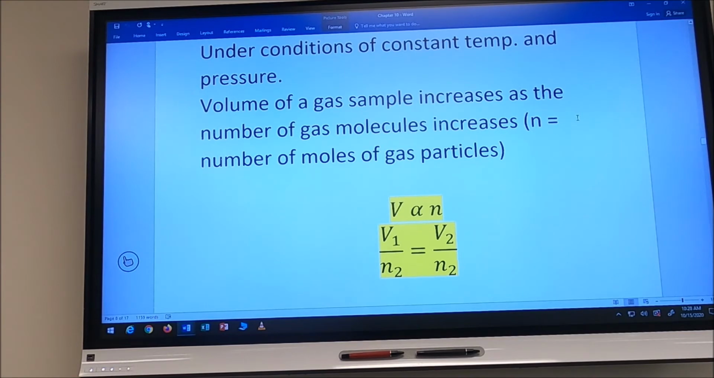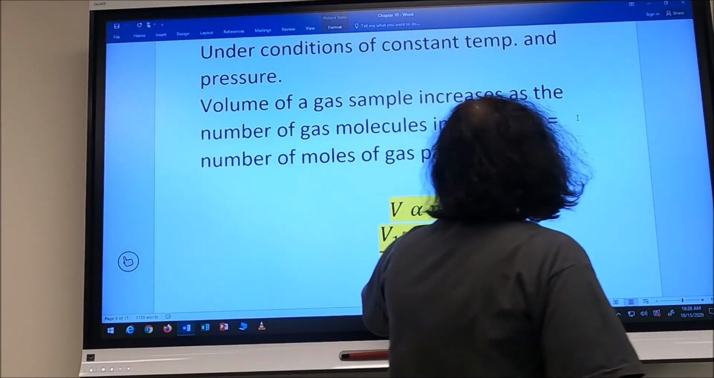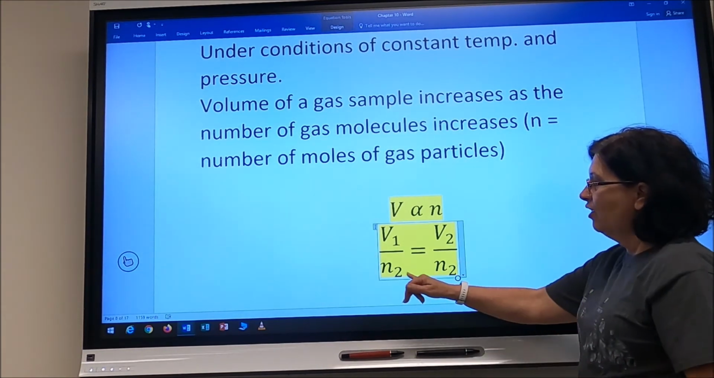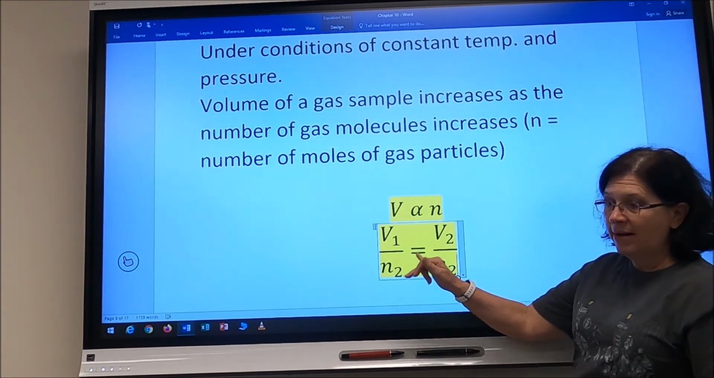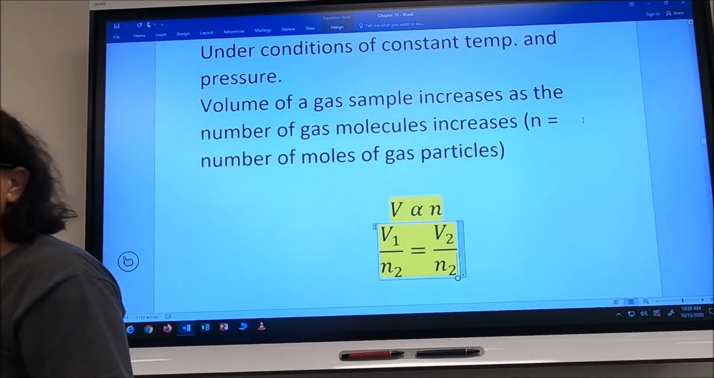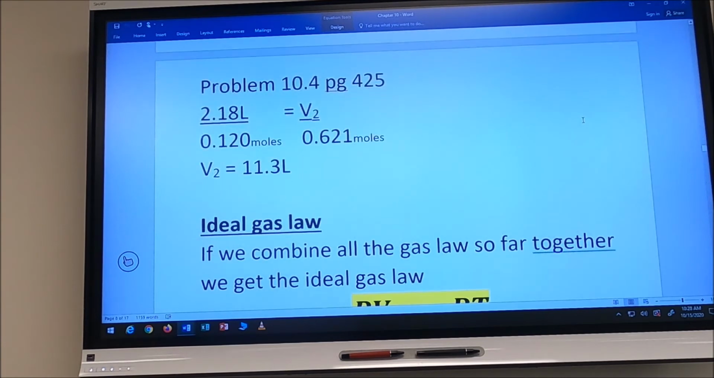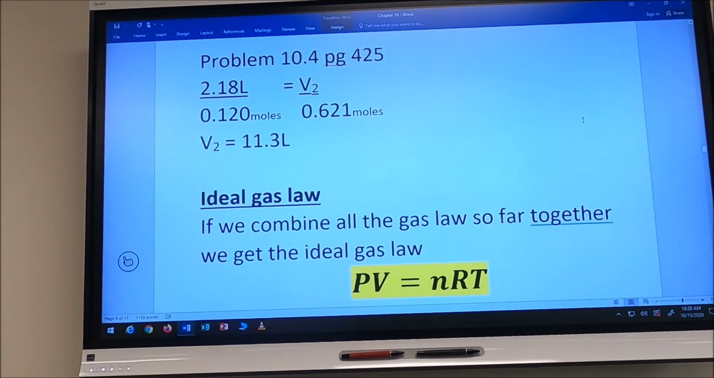So we can say V1 over, it should be N1, I made a typo. This should be V1 over N1 equals V2 over N2. That should be N1, okay? I made a typo, guys, so I'm pointing it out to you. Let's scroll on up. So let's look at problem 10.4.